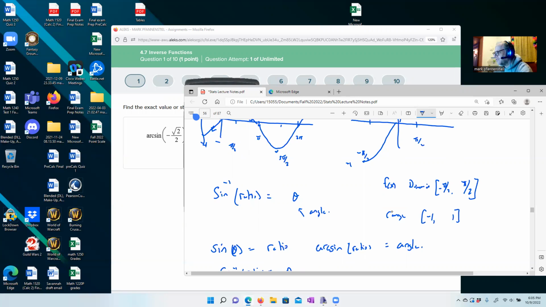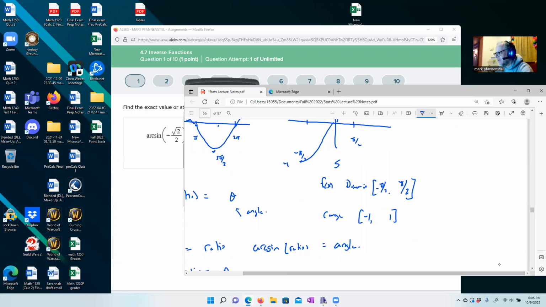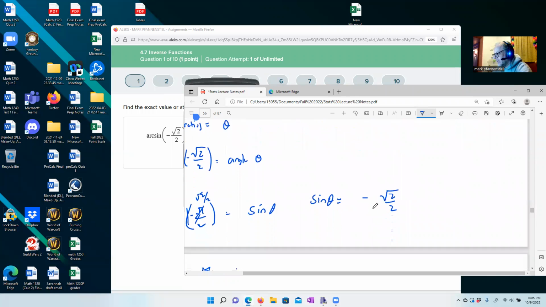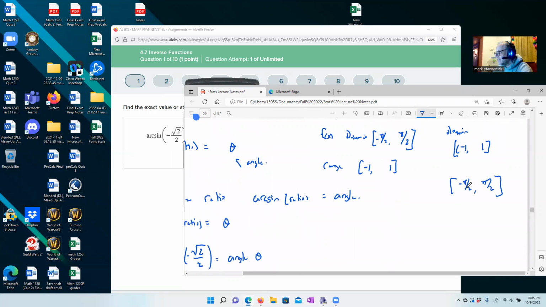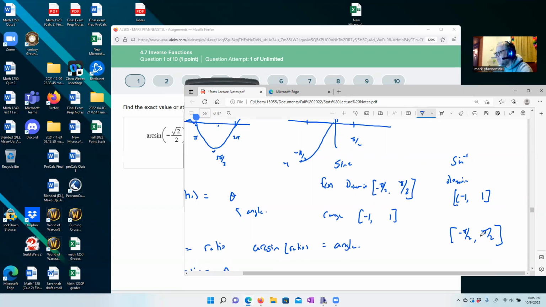When we talk about the inverse function, remember, the domain and the range flip. So in my inverse sine, the domain is now negative 1 to positive 1, but the range is negative pi over 2 to positive pi over 2. So when I go down to look at this problem, we get negative pi over 4, because that's the expected output of this function.